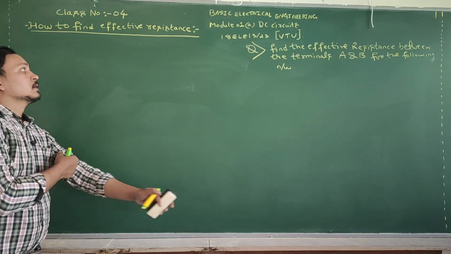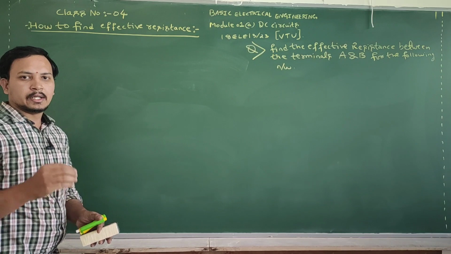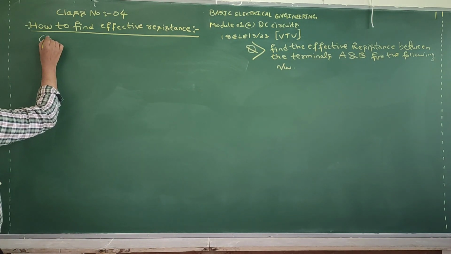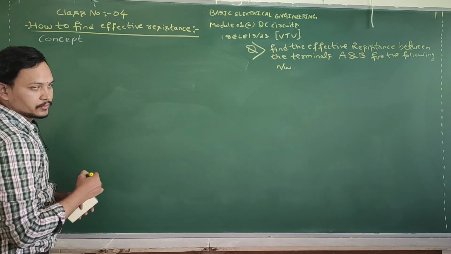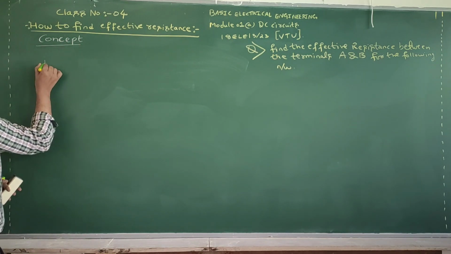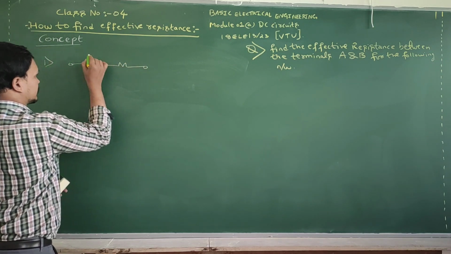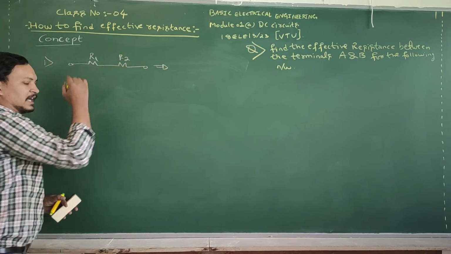We can start how to find effective resistance. Before that, I need to revise some concept. This concept is very important to solve problems for DC circuits. What is that concept? Concept number 1. Two resistors R1 and R2. Okay, I have written like this.